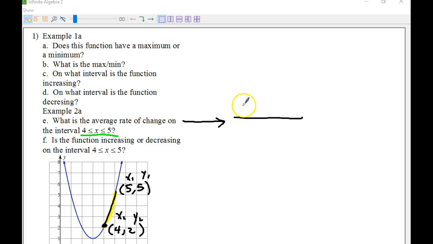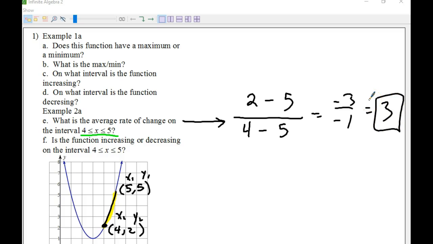What's y2? Minus y1. Over x2, 4 minus 5. All right, that ends up being negative 3 over negative 1, which is positive 3. That's our slope. That's our average rate of change.